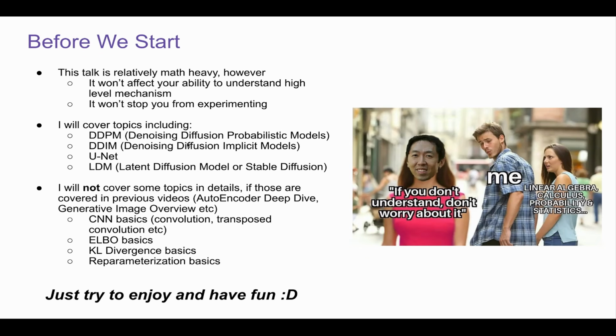DDPM, denoising diffusion probabilistic model, is the original diffusion model. DDIM, denoising diffusion implicit models, and LDM, latent diffusion model or Stable Diffusion, are improvements built on top of the original DDPM. DDIM speeds up the sampling process, and LDM improves the efficiency further by moving into a latent space. UNet is the model architecture that's used in all the diffusion models here.